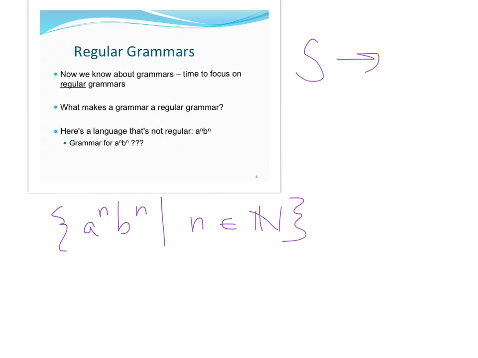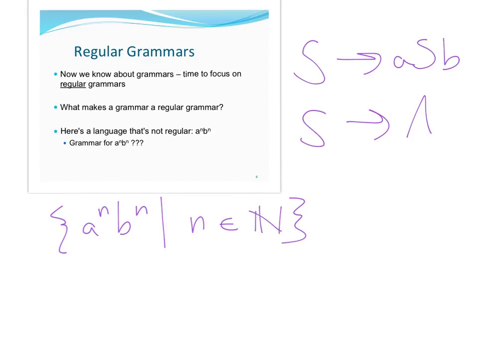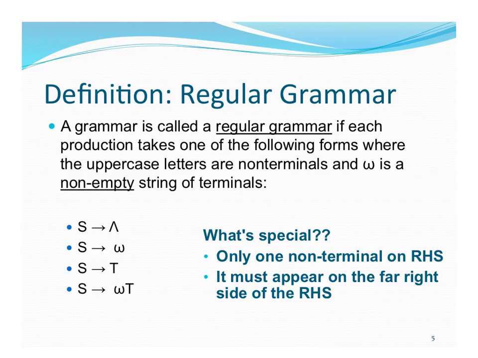So S goes to aSb, and I can't fit it there, so I'll just do S goes to lambda, right? That's a to the n, b to the n. So we can definitely create grammars that generate languages that are not regular. So we need to figure out, what do we have to do? How do we have to limit ourselves with how grammars work so that we can have a grammar that only generates a regular language? So here is the formal definition of a regular grammar.